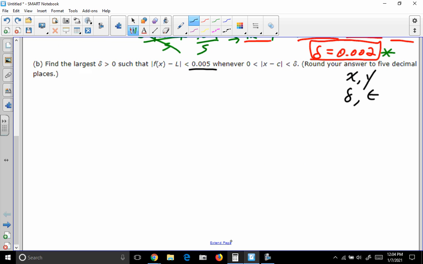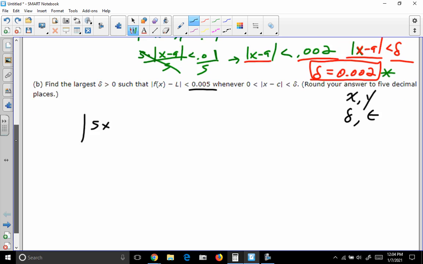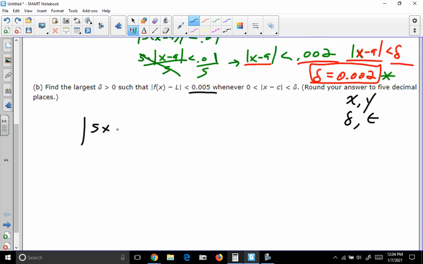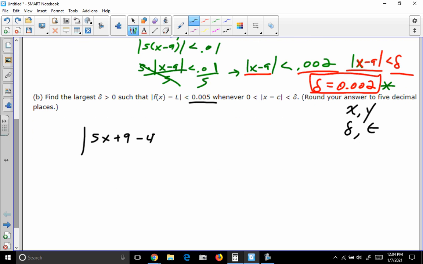So let's rework this whole thing. Put in our function, 5x plus 9, minus our limit, which was 54. This time it's going to be less than 0.005, whenever the absolute value of x minus c, we're still approaching 9, is less than delta. So this time let's find the delta that goes with this epsilon.